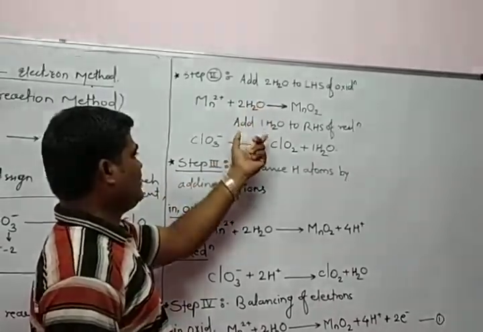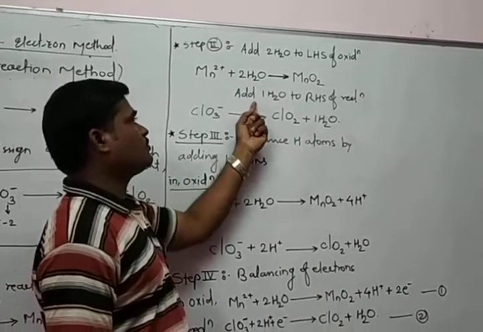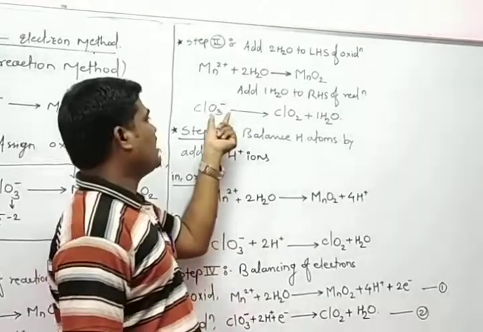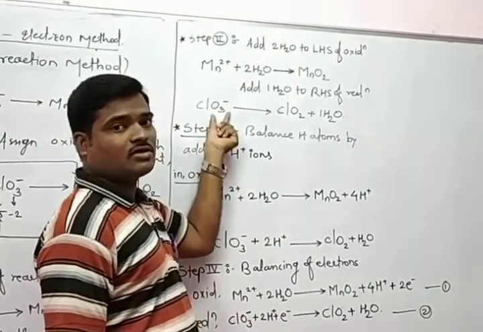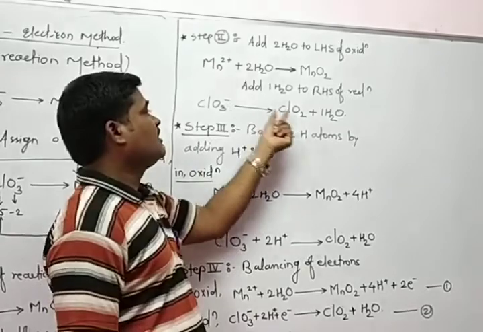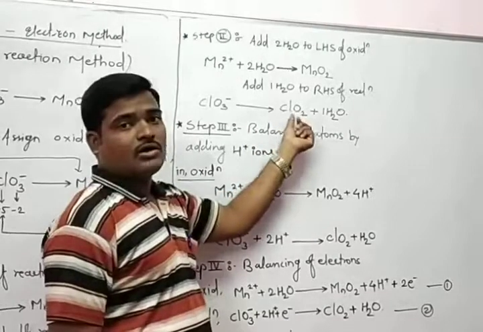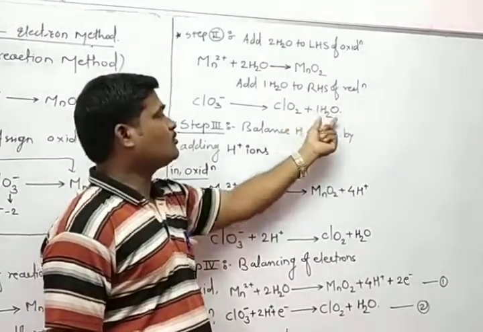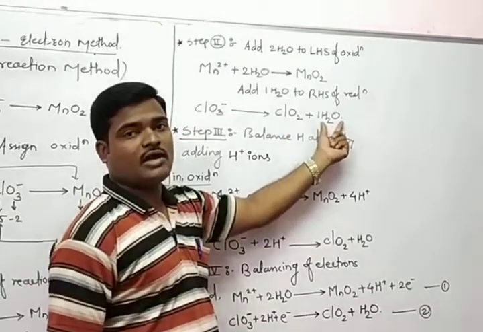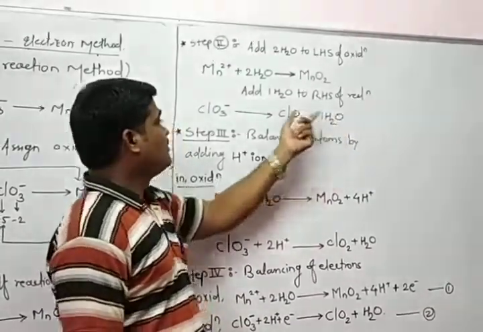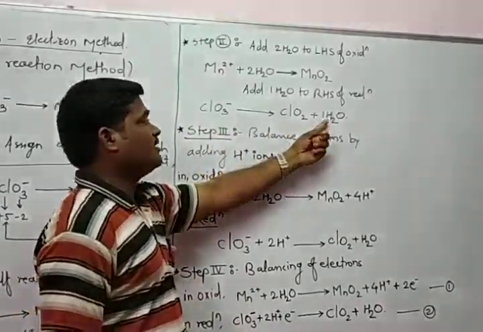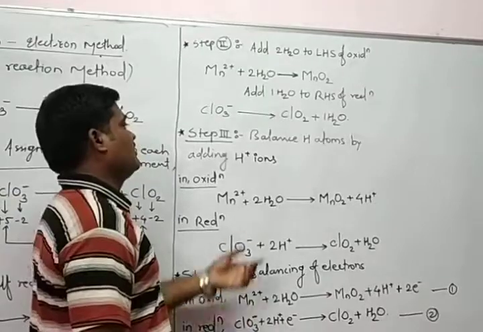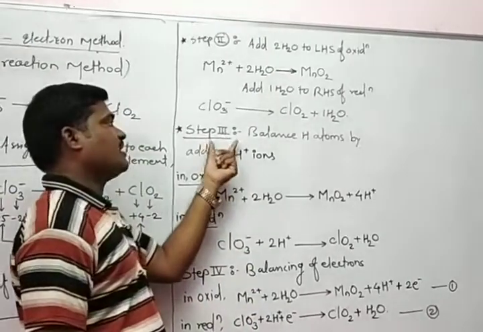Now in the other half reaction, we have to count the number of oxygen atoms. At the reactant side there are 3 oxygen atoms, and at the product side only 2 oxygen atoms are there. So to balance these oxygen atoms, we have to add 1 H2O at the product side. So I have added 1 H2O at the product side, that is the right hand side of the half reaction.